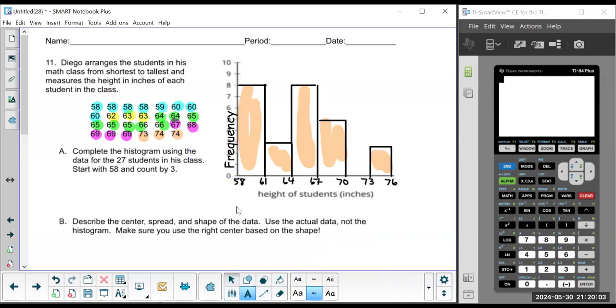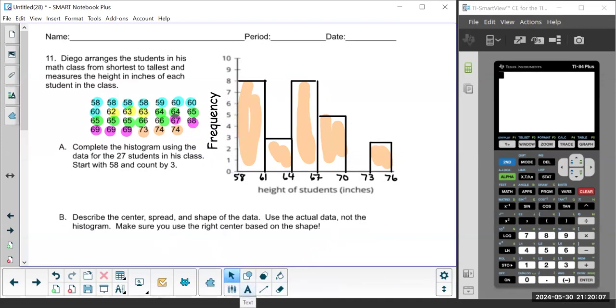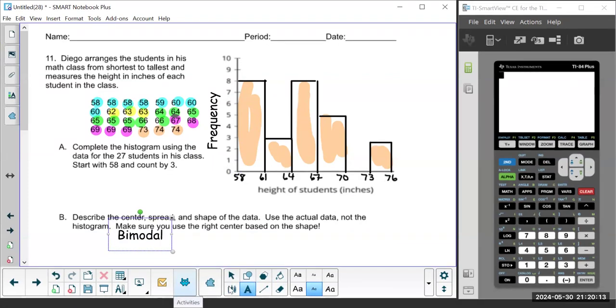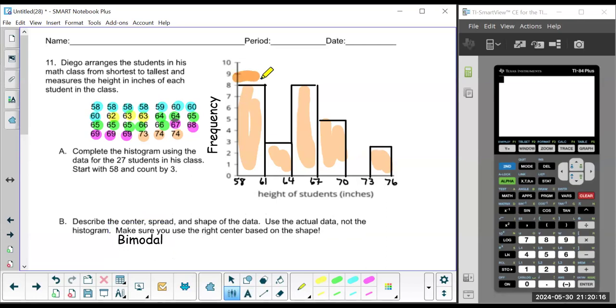Now it says to find the center, spread, and shape. Remember, we always want to start with shape because the shape tells us what kind of center we want. So the shape, I would say, is bimodal. So we got 2 modes. It goes a little bit like that and then back down. All right, so we have 2 modes. So I would say bimodal. Since it's bimodal, that means that we're going to use our mean because we only use our median if the data is skewed.